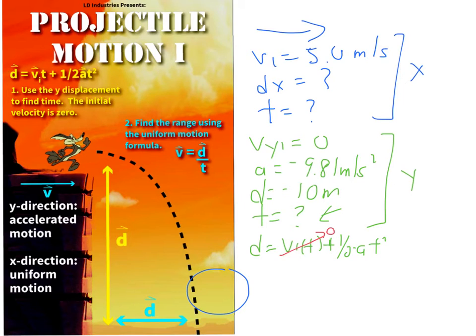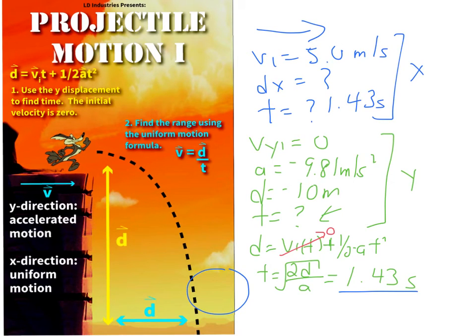To rearrange for t, we get t equals the square root of 2 times d divided by a. And if you plug in all the numbers, you'll find that the time for Coyote to travel to the bottom of the cliff is 1.43 seconds. Now that we have the time of flight from our y numbers, we can use the same time for our x direction. So now we know our time is 1.43 seconds.